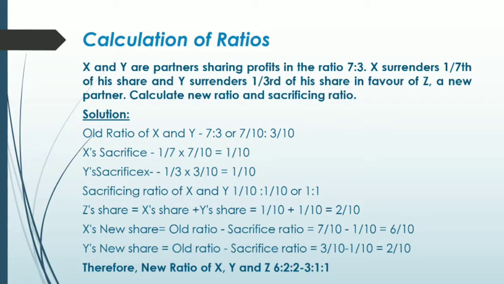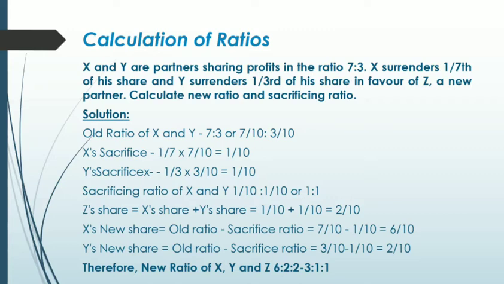Same as Y's sacrifice ratio is equal to one third of his share, surrender share into old share, that is 1 upon 3 into 3 upon 10. Here 3 will get cancelled and we get the sacrifice ratio of Y is 1 upon 10. Therefore, the sacrificing ratio of X and Y is 1 is to 1.